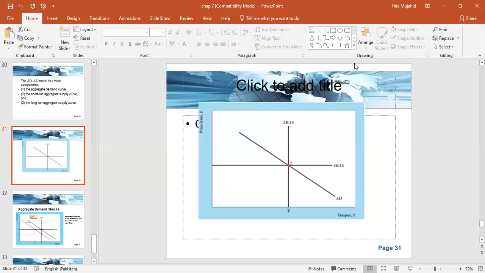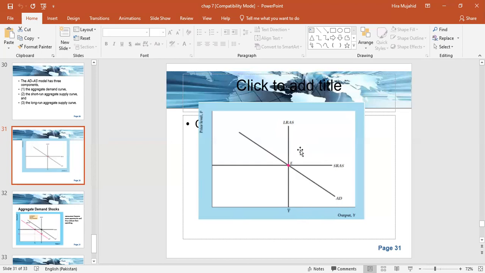Similarly, in the long run, all the firms in the economy will adjust their prices as necessary so as to be able to produce their normal level of output. The long run aggregate supply curve is vertical, and at that point output supplied equals the natural output level, which is Y bar.